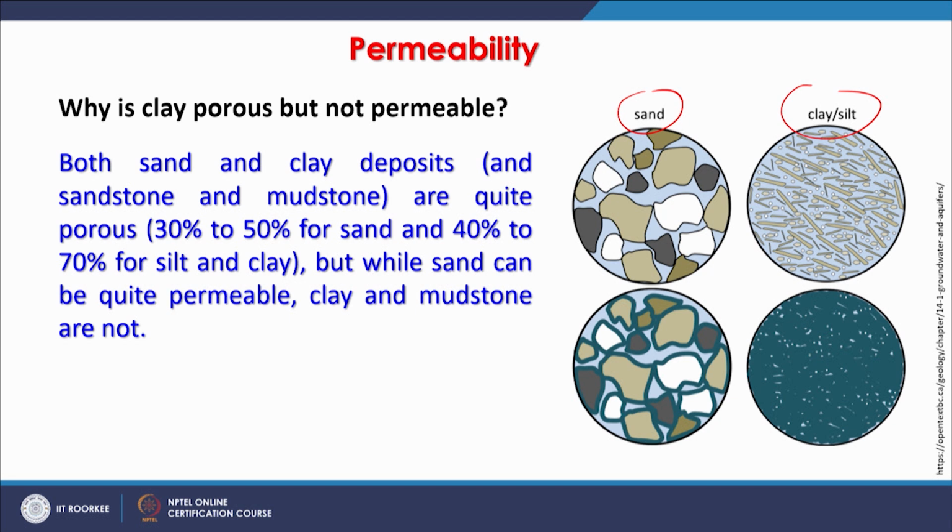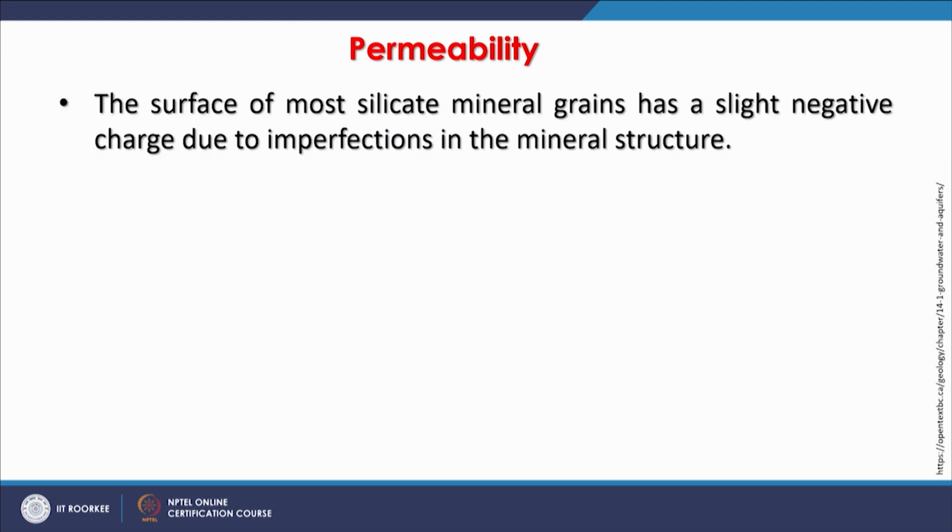So, both sand and clay deposits, or their sandstone and mudstone, are quite porous: 30 to 50% for sand and 40% to 70% for silt and clay. But while sand can be quite permeable, clay and mudstone are not. So, porosity may be high, but permeability is poor. So, connectivity has to be there.